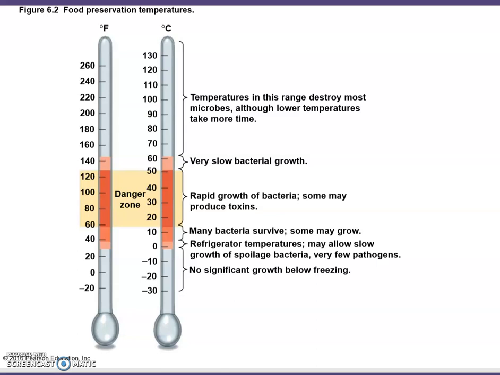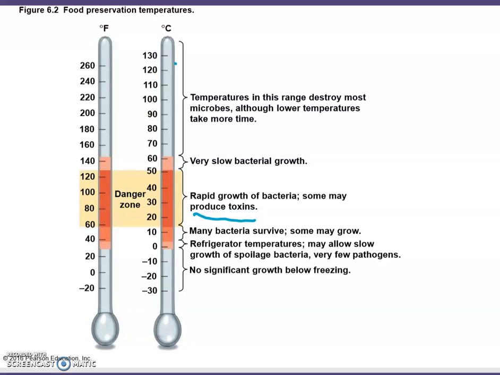And here is a slide that shows you food preservation temperatures. So let's take a look at the Celsius scale here. Above 60 degrees Celsius is the range that destroys most microbes. If you go right around 60, it will take quite some time. If you go to autoclave temperature above here, then you can destroy them pretty quickly. Most bacteria grow quite well in that range between 15 to 50 degrees Celsius. So that's called the danger zone because bacteria grow very well in this temperature range, and some may produce toxins. And so if you keep food at that temperature, that can be a real problem.